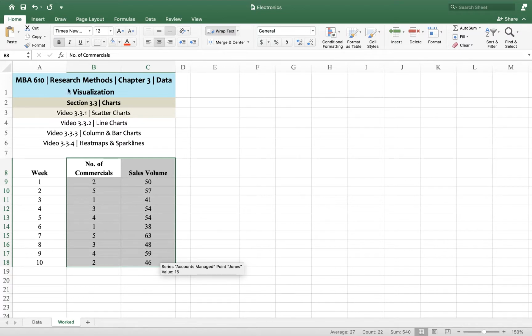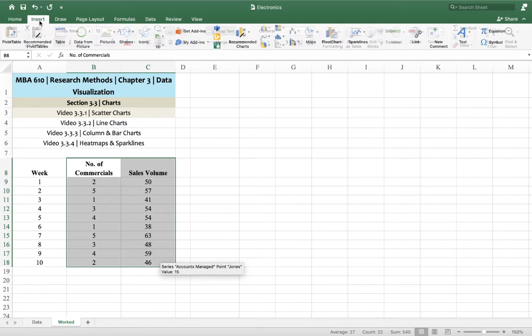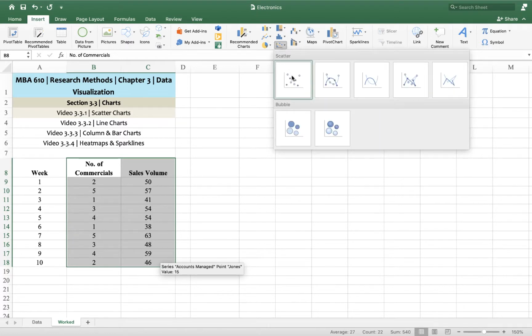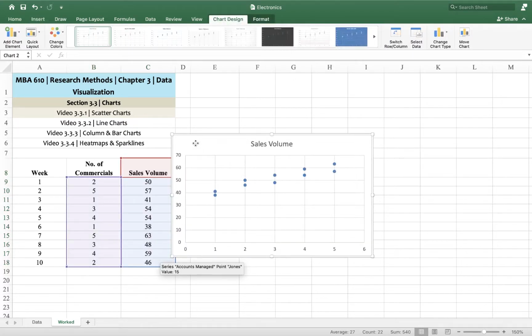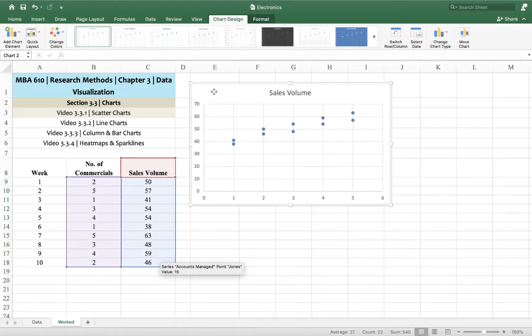To insert this chart, we come up here under the Insert tab, and then a number of our types of charts can be found right here. We're going to choose this one, which is called the scatter chart. And when we're making scatter plots, we typically don't want lines to be involved. So I'm going to click on that scatter plot, and this chart is going to come up.